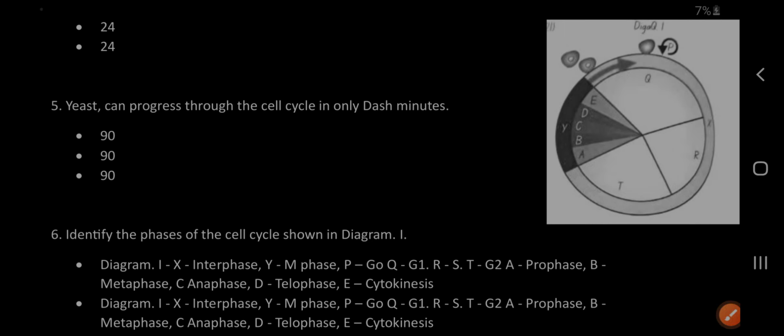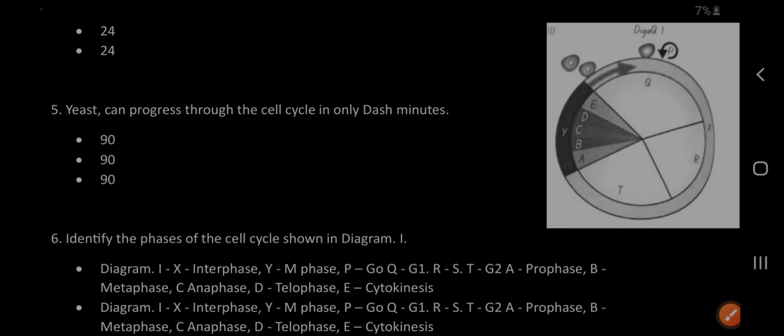Diagram 1 X interphase, Y M phase, P G0 phase, Q G1 or S phase, T G2, A prophase, B metaphase, C anaphase, D telophase, E cytokinesis.